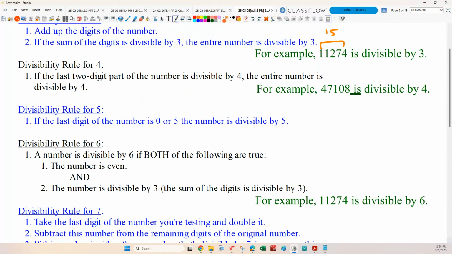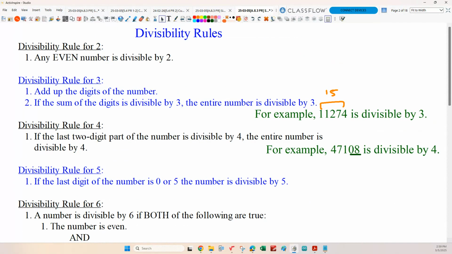These are kind of cool little tricks. A big number is divisible by 4 if the last two digits are divisible by 4. So I could take this enormous number, 47,108, and the last two digits are just 8, right? Because 8 is divisible by 4, the whole thing is divisible by 4.